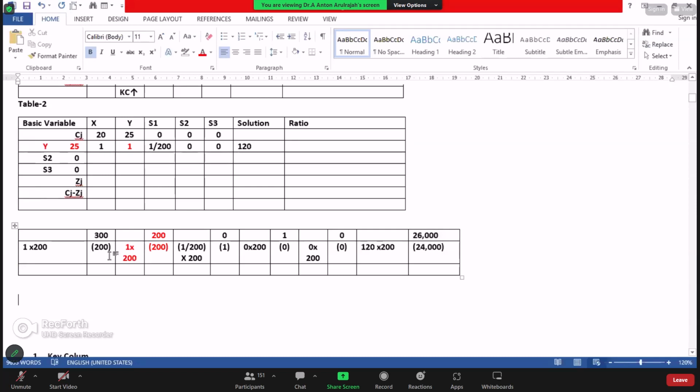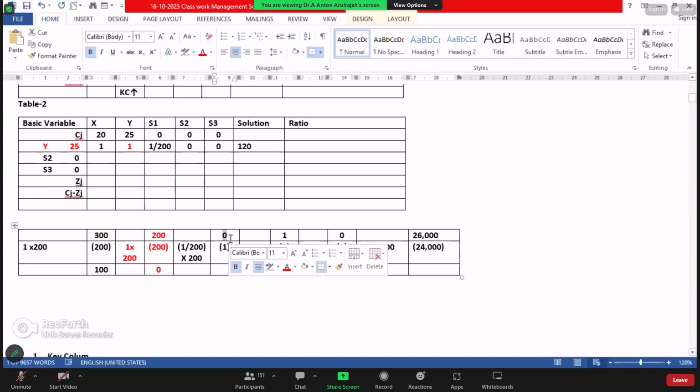Now, after doing this, we have to do 300 minus 200. How much? 100. This 200 minus 200 is 0. Here 0 minus 1 is minus 1. This is 0. 1 minus 0 is plus 1. This is 0. This is 26,000 minus 24,000, that is 2,000.